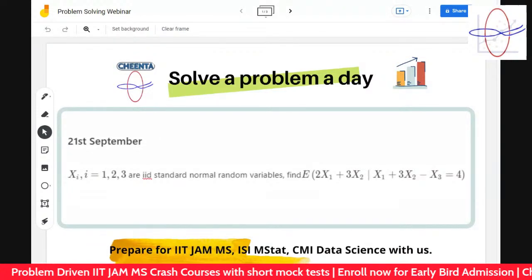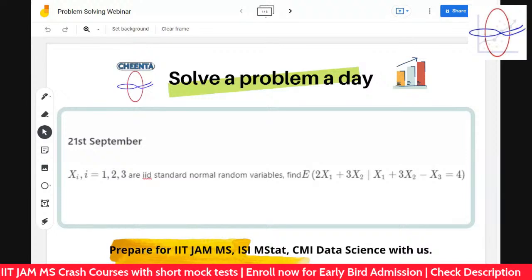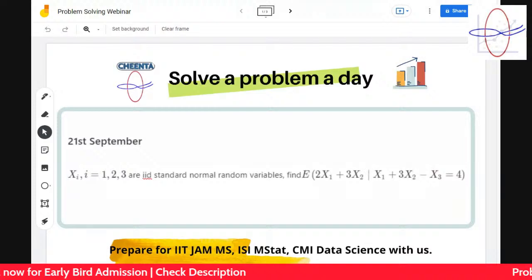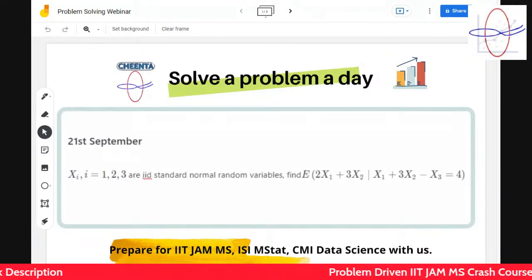So we will check how to solve this kind of problem. These are not really hard, but some intricate, delicate ideas are needed to understand this.